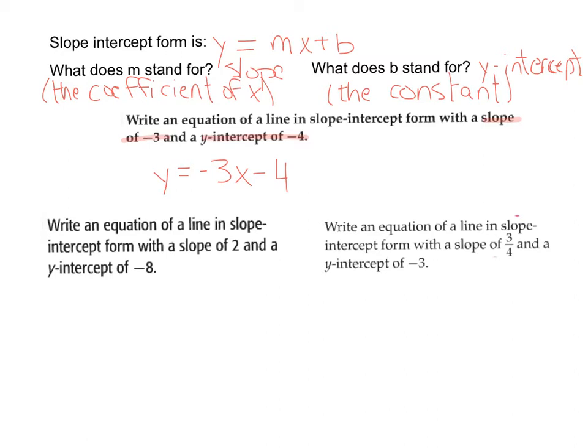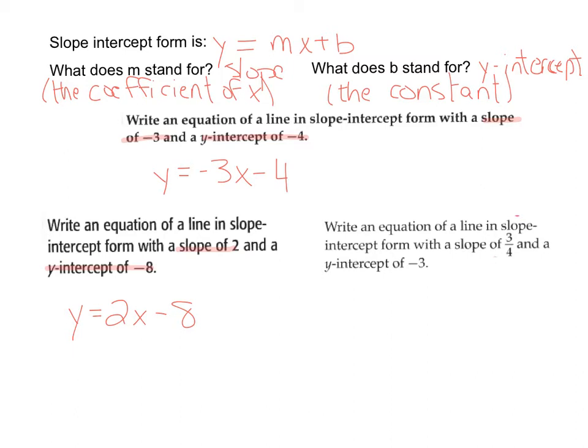So at any time, after I've done one example, you're going to see a couple more. If you want to try them on your own, pause the video, turn the video back on, make sure you did it correctly, or you can just work along with me. The second one says to write an equation of a line in slope-intercept form with a slope of 2 and a y-intercept of -8. Those are the two pieces of information I need. So I say y equals, the slope is the coefficient of x, so I say 2x, the y-intercept is the constant, so I put it by itself, -8. So the equation of this line is y equals 2x minus 8.